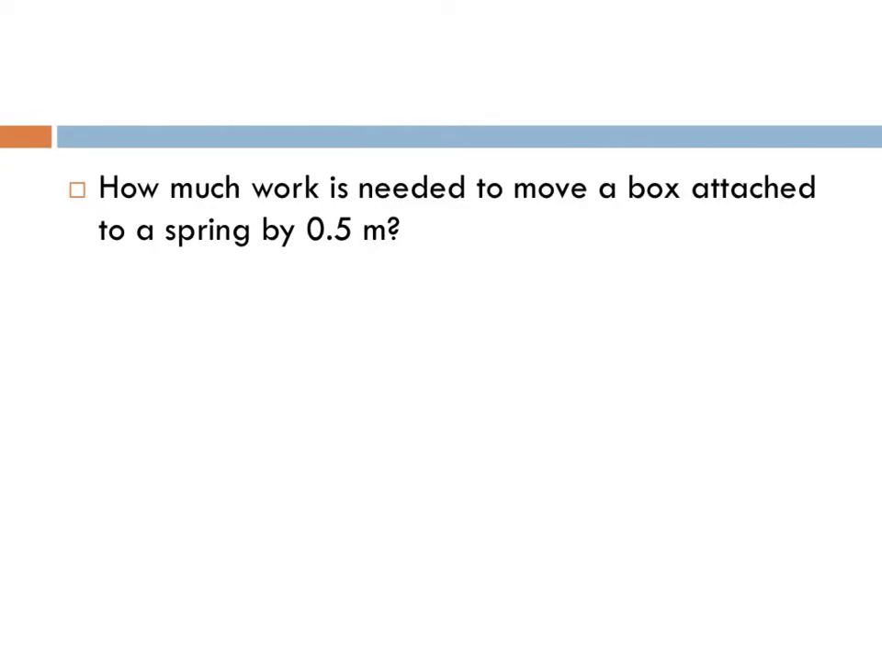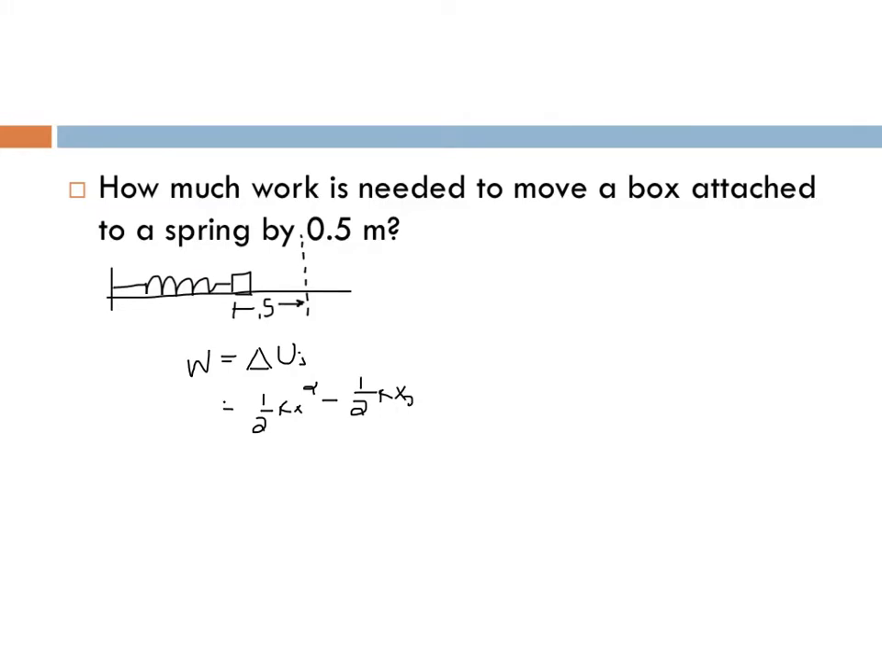Now, this is also true if we think about springs. Now, this problem says how much work is needed to move a box attached to a spring by 0.5 meters. Now, again, the work that I need to do in order to move the box 0.5 meters is going to be equal to our change in spring potential energy, which is equal to my final spring potential minus my initial spring potential, which in this case happens to be 0. So again, the work that I need to do is equal to 1/2 kx squared.